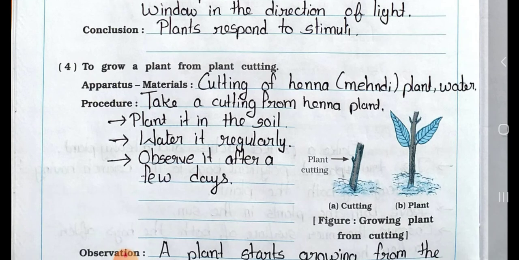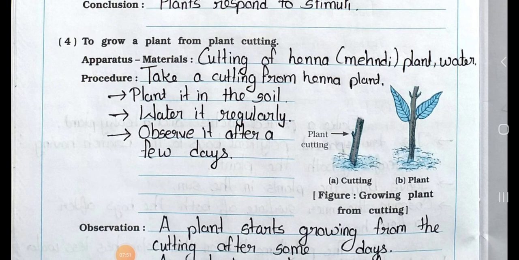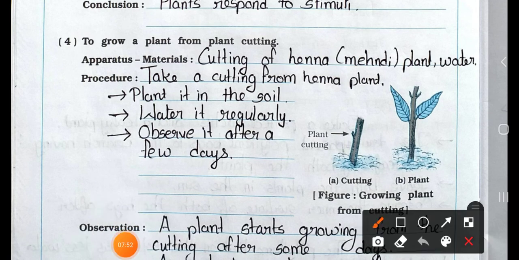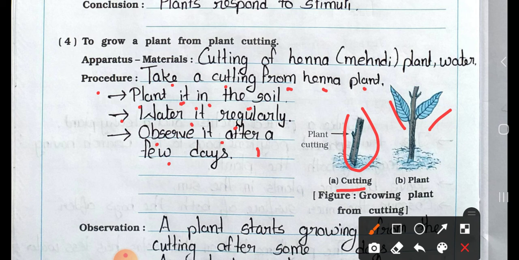Number 4. To grow a plant from a cutting. Here the apparatus and materials are a cutting of henna, means mehndi plant, and water. Procedure: take a cutting from a henna plant, plant it in the soil, water it regularly and observe it after a few days. See the cutting like this, and after a few days the leaves grow from that cutting. Growing a plant from a cutting.